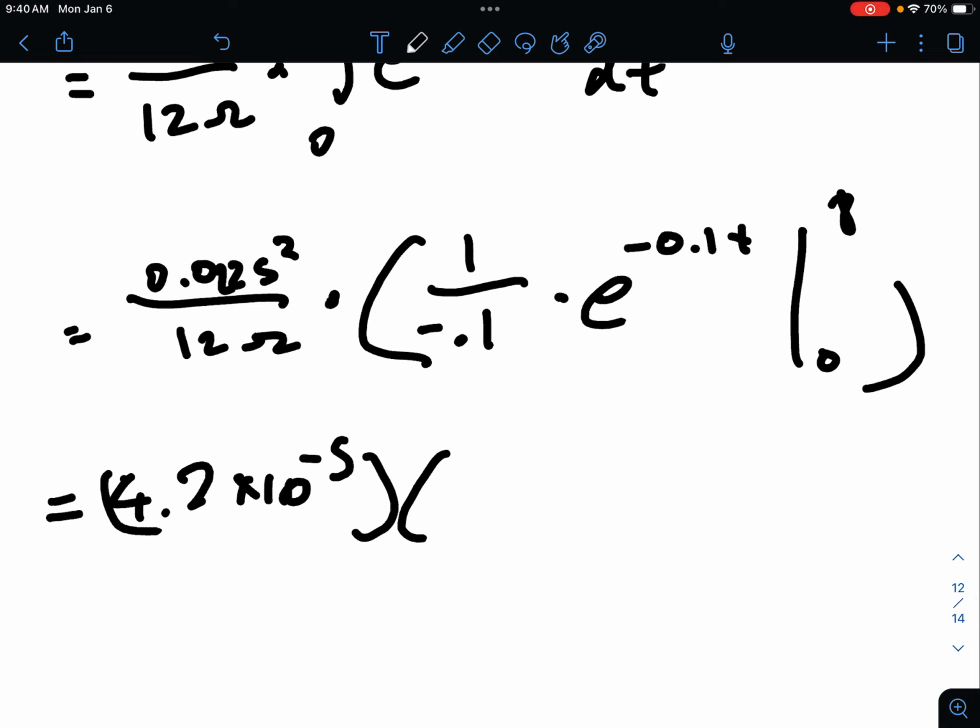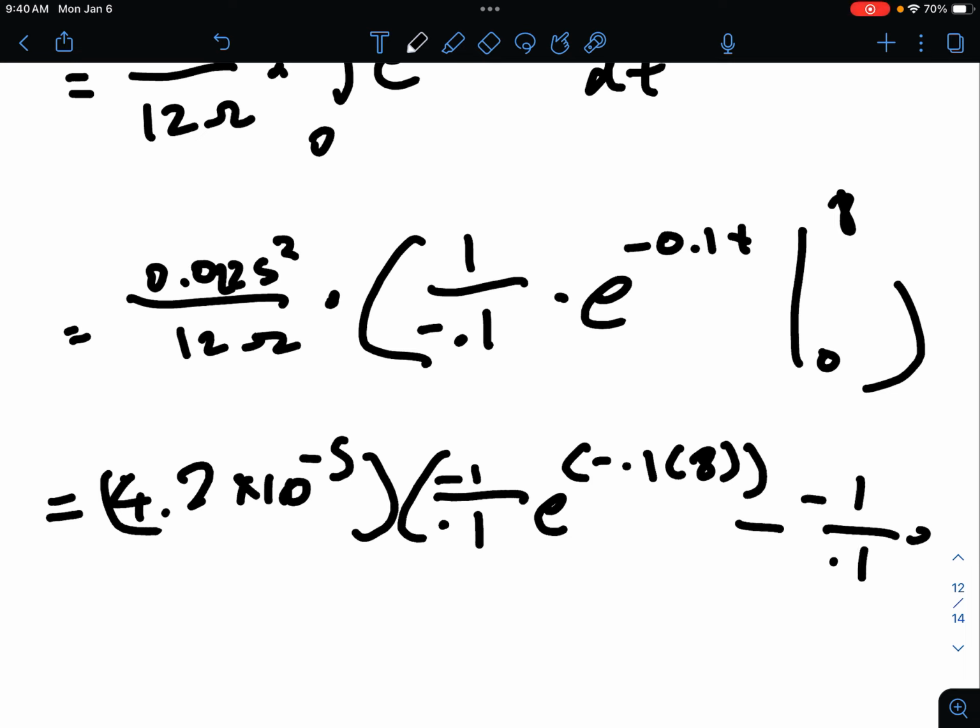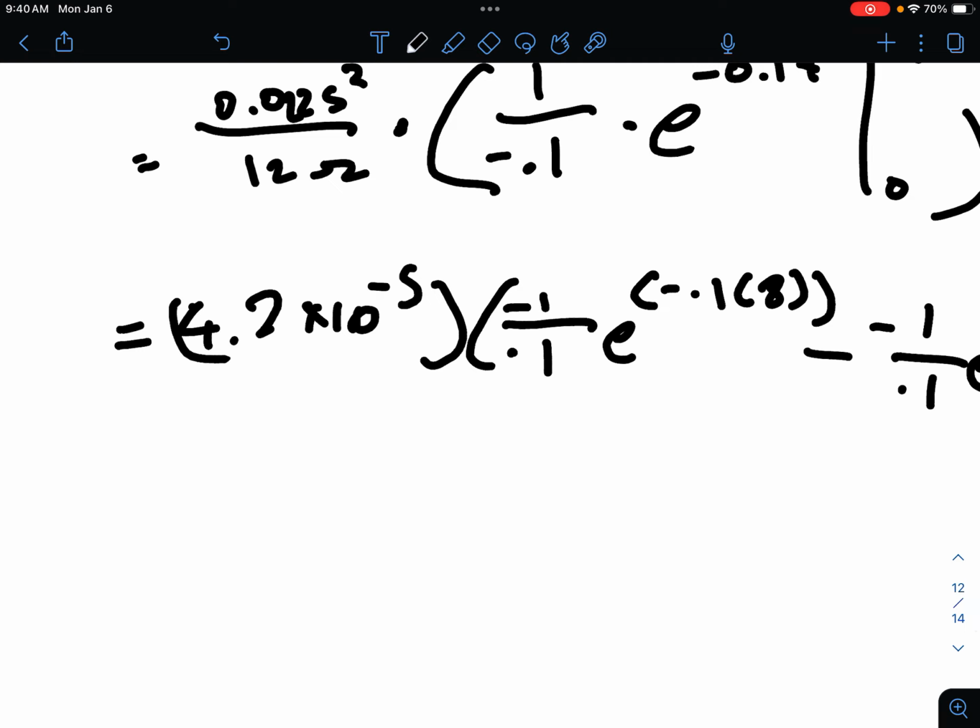All right, let's evaluate this. 1 over negative 0.1. Don't worry about the negative. You'll see. I was kind of thrown off by the negative. Wait, how can you get negative energy? Negative 0.1 times 8 minus negative 1 over 0.1 times e to the 0, right? Because when you're doing 0 times this, it's just e to the 0. Let's evaluate that real quick. You can factor out the negative 1 over 0.1, which is just negative 10.